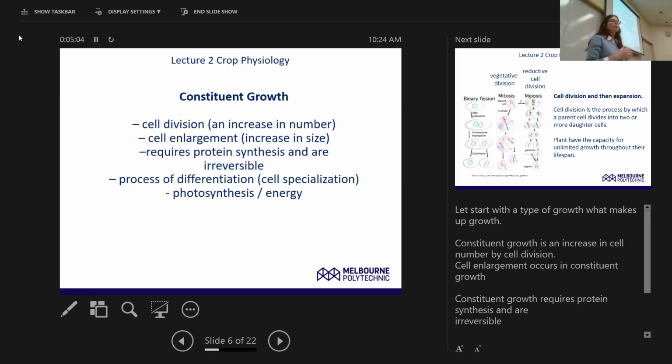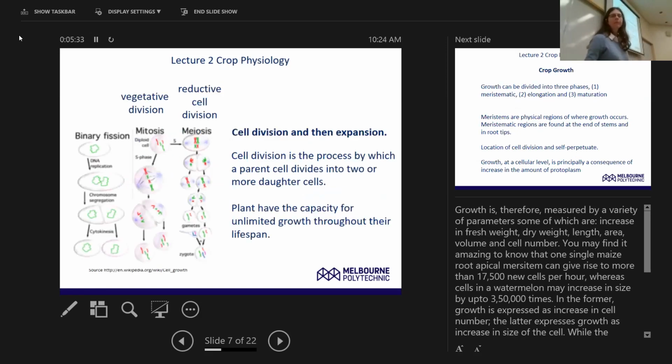We require protein synthesis for growth. That's a very important component of growth. And also growth is irreversible. So you don't go backwards with growth, or at least from the definition of a plant perspective, you don't. And largely, another component to understand about growth is you need energy to do that. And as we learned last week, photosynthesis is the plant's way of obtaining energy from the sun.